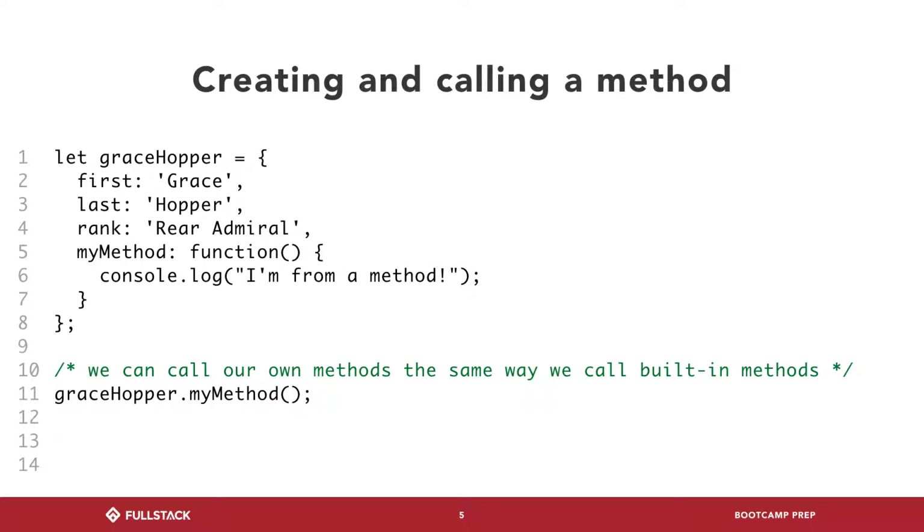So when we just call myMethod, it'll say, okay, as far as I know, you're just looking for the value associated with the myMethod key in a gracehopper object. Well, the value is a function, so great, here's a function. Once again, I think I mentioned this 3 days ago, but this is where a lot of people get tripped up.